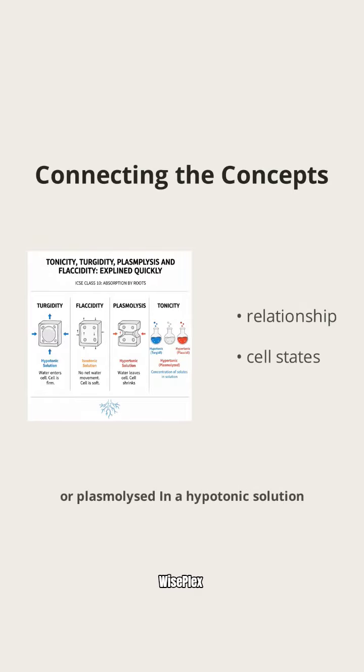In a hypotonic solution, cells become turgid; in isotonic, they are flaccid; and in hypertonic, they undergo plasmolysis. Deplasmolysis can restore a plasmolyzed cell if placed back in a hypotonic solution. Understanding these relationships is essential for grasping how plant cells maintain their shape, function, and overall health in different environments.